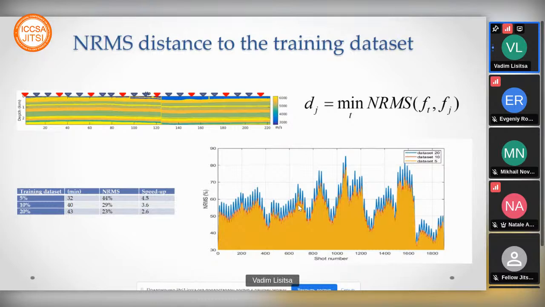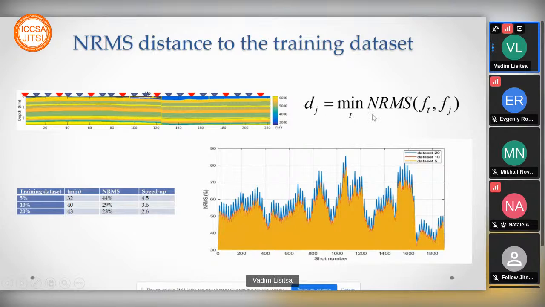After that, we introduced a distance between the training data set and the entire data set. First, we considered some data sets which we may take. We considered three of them. One of them contained only 5% of the sources from the entire data set. The second one, 10%, and then 20% of the sources from the entire data set.